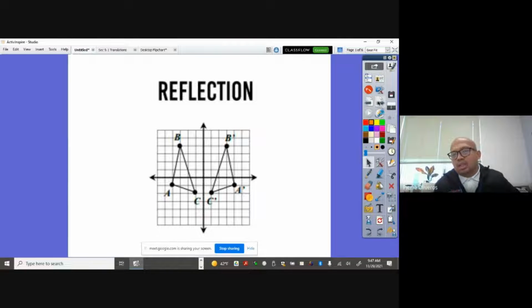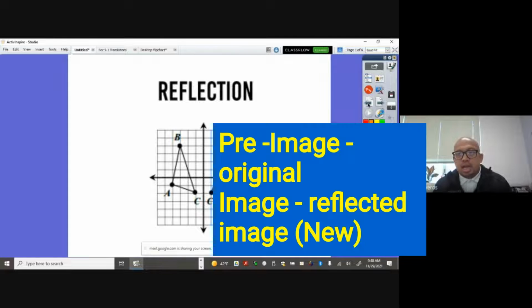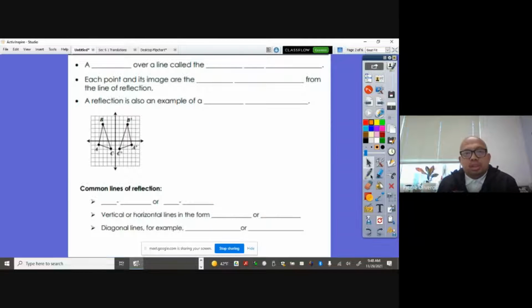Today we're going to learn about reflection. What is reflection? When you go to the restroom, you see the mirror of yourself. Yourself is the pre-image, and what you see in the mirror is your image, okay? And that mirror is called your line of reflection. So a reflection is a flip over a line called the line of reflection, or that's the mirror.